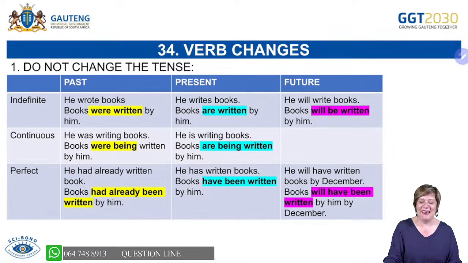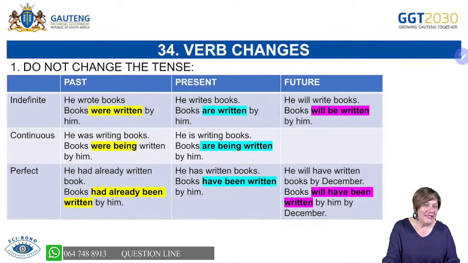Let's start with the present tense. He writes books. Books are written. Or if it was singular, we would have said, a book is written. The same for the past tense. He wrote books. Now we're going to use was or were. In this case, books are plural, so we have to say were written. And the future tense, he will write books. Books will be written. Can you see how easy that is?